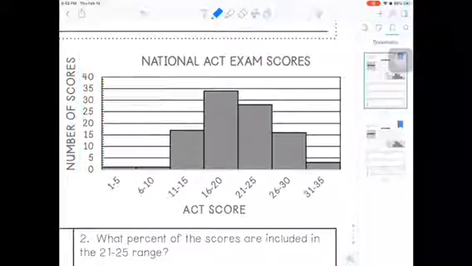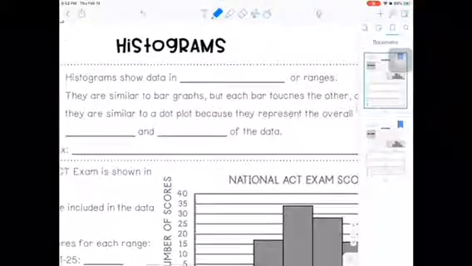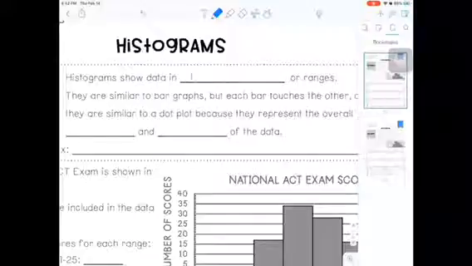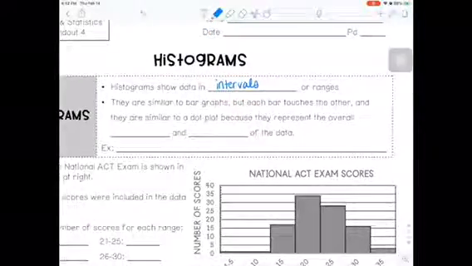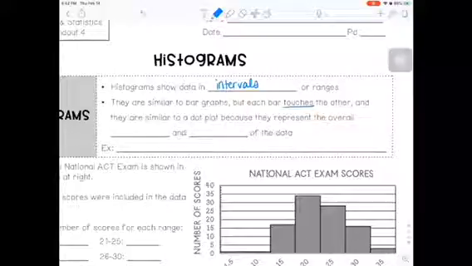All right, so let's fill in some of your blanks. Histograms show data in intervals, which is what we just talked about, or ranges. They are similar to bar graphs, but each bar touches the other. And they are similar to a dot plot because they represent the overall shape and spread of the data.